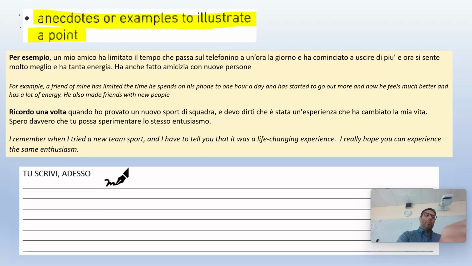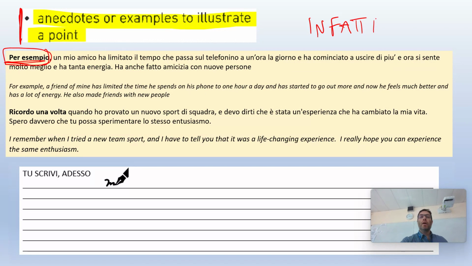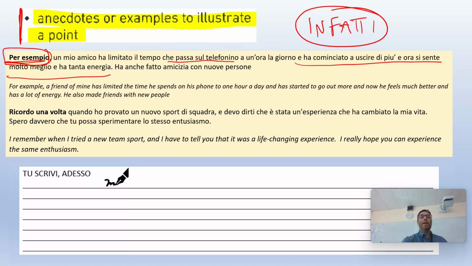Next one. Now, this is a bit more interesting. Writing anecdotes, illustrations, giving examples that could support your thesis. Per esempio, this is a really good way to start an illustration, but you can also use infatti, which is another way. Un mio amico ha limitato il tempo che passa sul telefonino a 1 ora al giorno e ha cominciato a uscire di più. Ora si sente molto meglio e ha tanta energia. Ha fatto anche tante nuove amicizie con nuove persone.